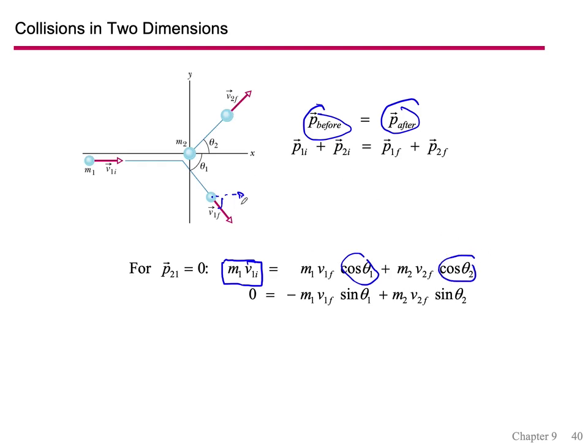What has to be true about these two vertical components of momentum? They must be equal and opposite. Why? Because this had no vertical component, the resultant can't have any vertical, so the sum of these two must add up to 0 in the y direction. So this is the x, and this is the y.